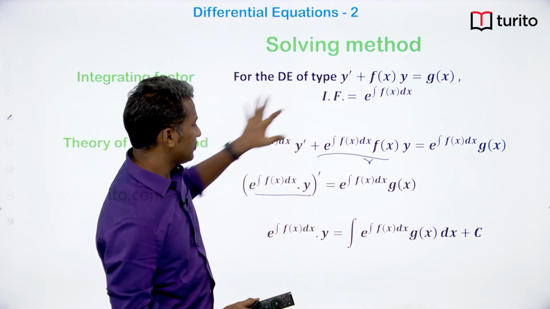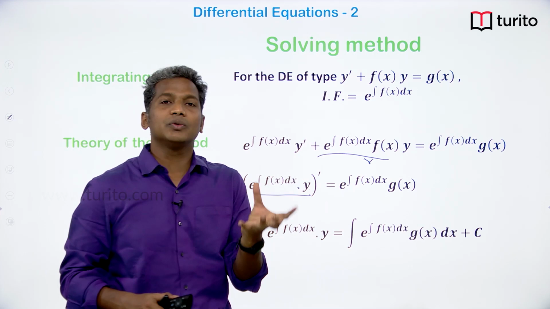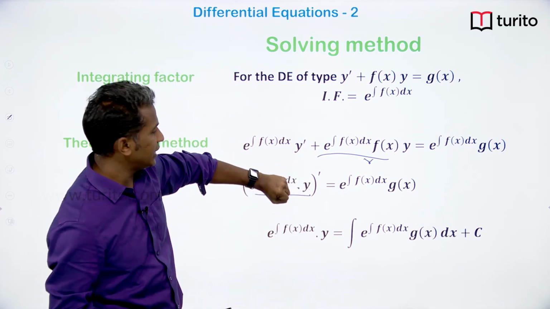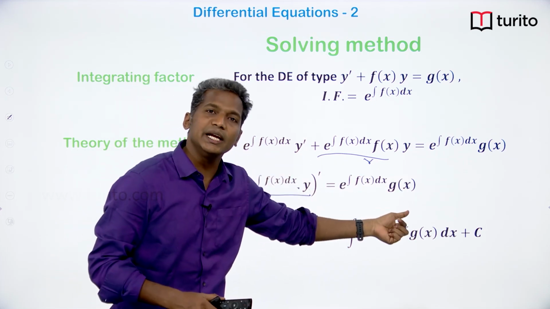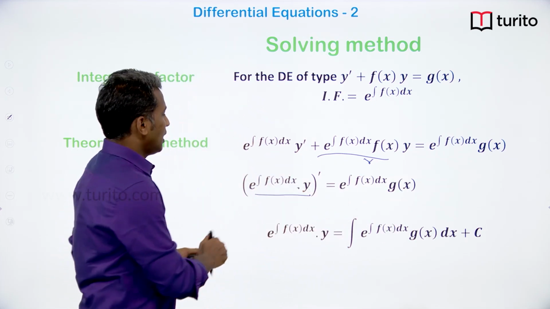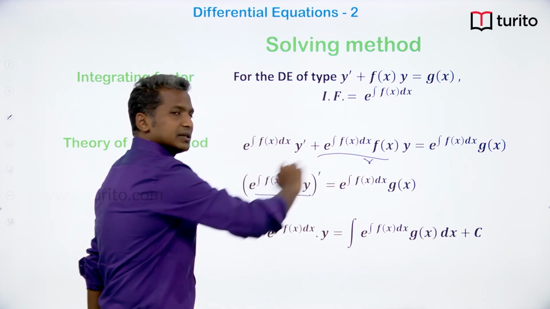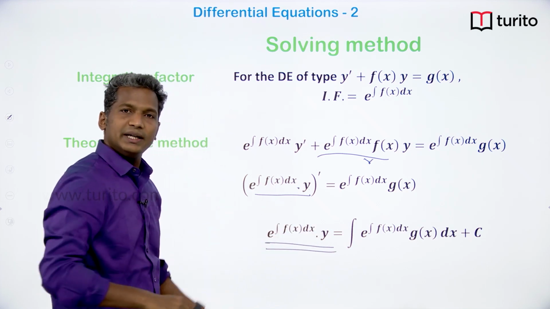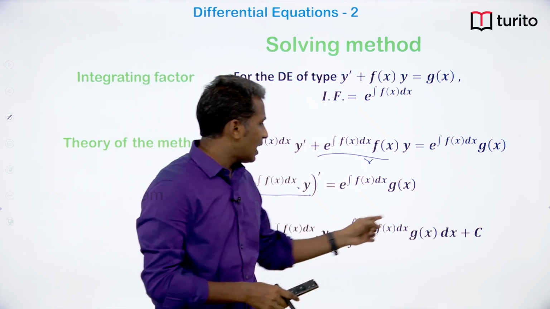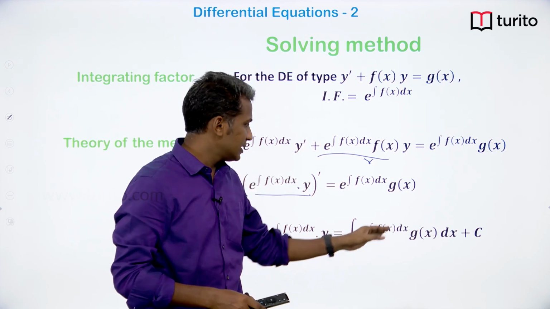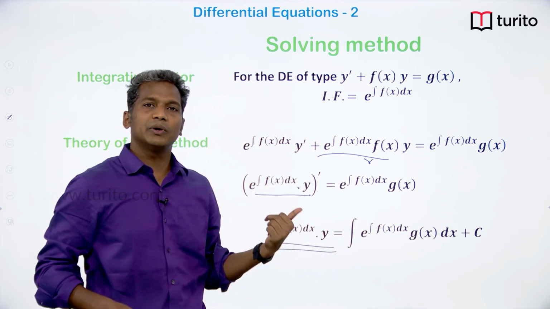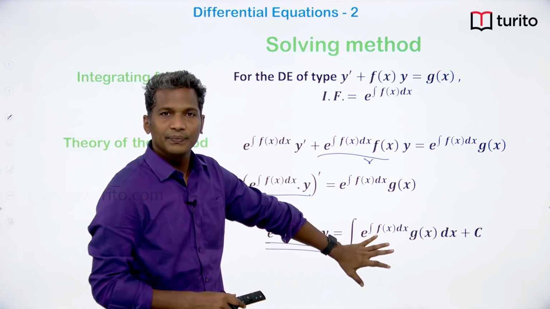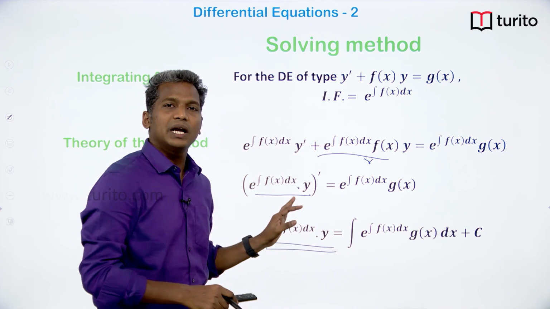Okay. So that means basically LHS will come out to be one perfect derivative. So that means this is the perfect derivative equal to the RHS into integrating factor. Now if I integrate this both sides, LHS will become basically product of integrating factor and y, and RHS will contain two terms. One is the g of x, other is the e power f of x integral. So basically we have one simple idea of the entire method.